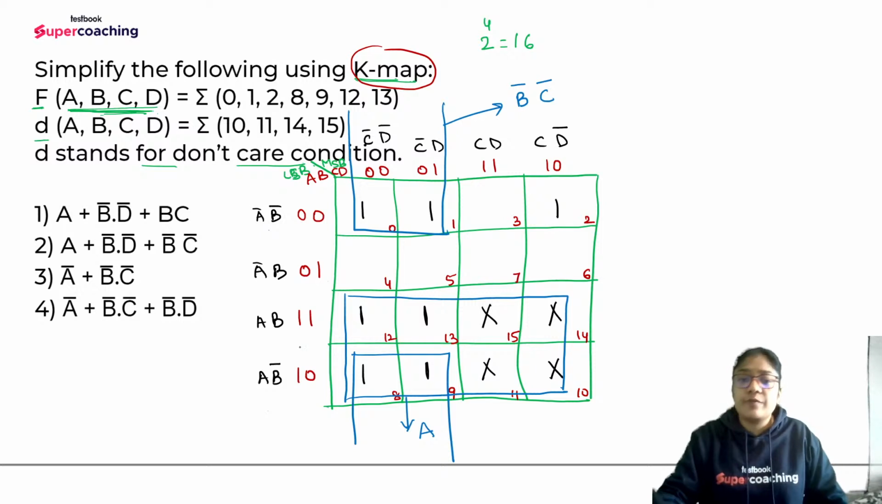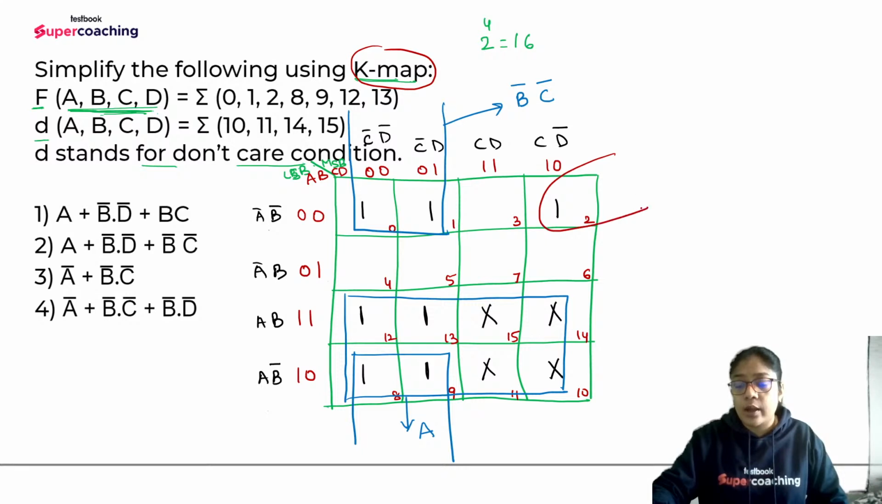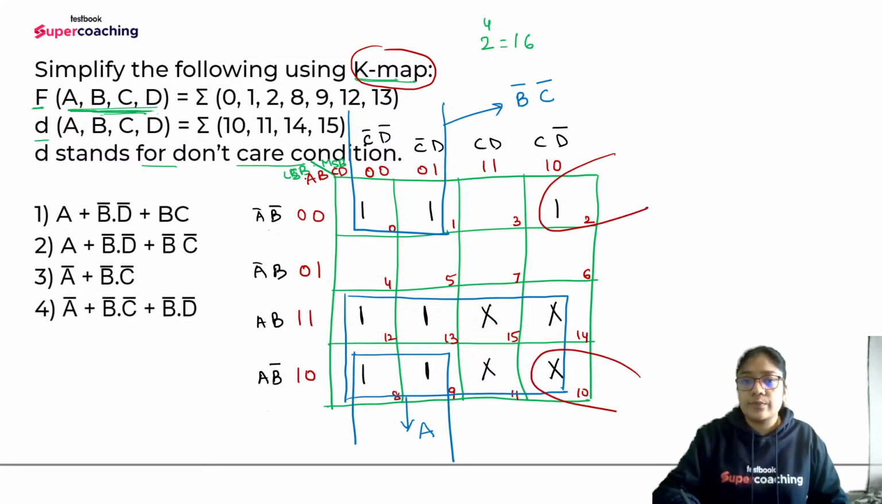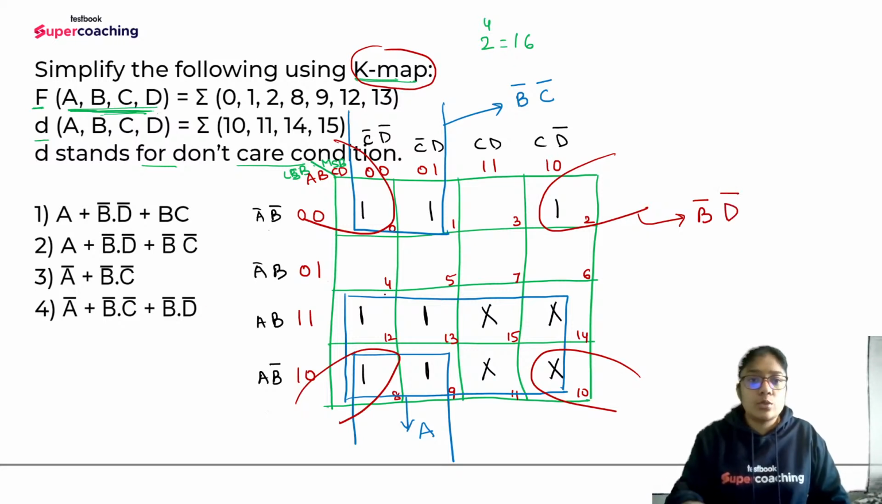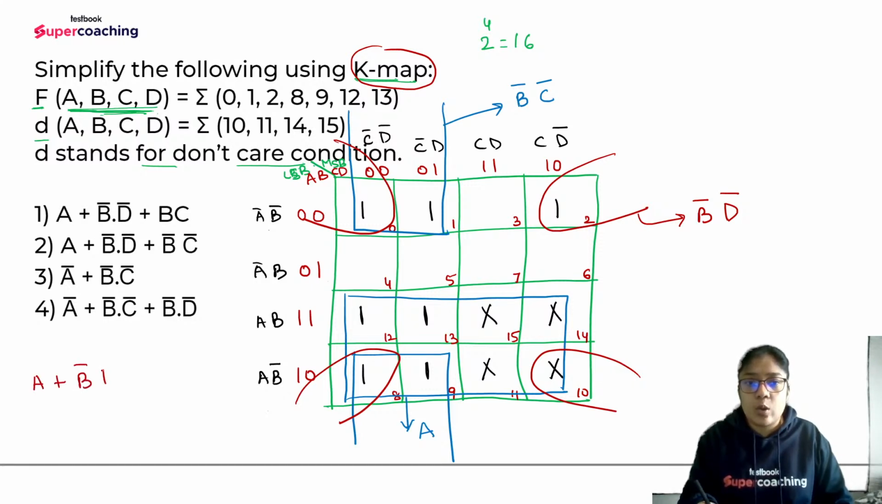Then now we are left with a single one. To cover this one, we can again form a quad on all the four corners. All the four corners means the first and the last row is the same, so that is B complement. The first and the last column is the same, so that is D complement. All the ones are covered, so we can write the equation. This comes out to be A plus B complement D complement plus B complement C complement. This is nothing but option 2. So 2 is the correct answer.